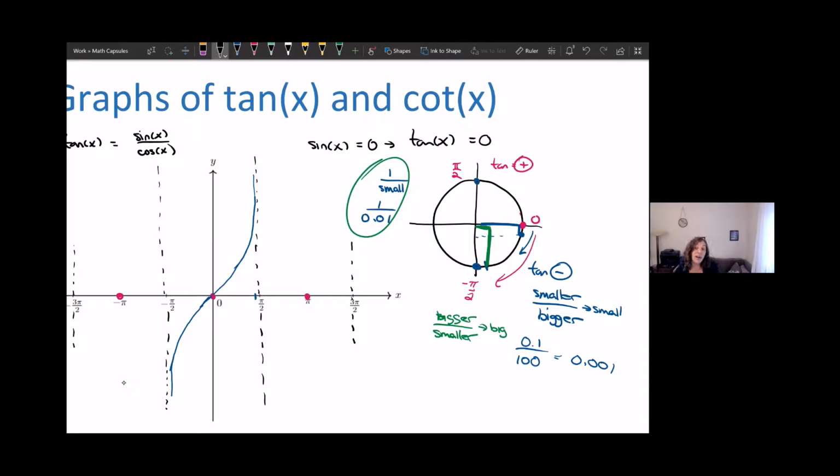This is a really good strategy to use. If I keep doing it, I'm going to understand the unit circle more and more. I'm also going to understand what happens when I approach an undefined value, which is a really important topic in calculus.